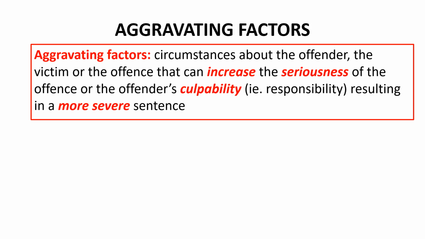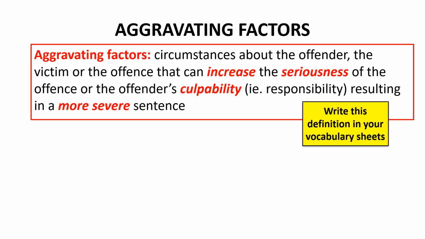The first sentencing factor is aggravating factors. Aggravating factors are circumstances about the offender, the victim, or the offence that can increase the seriousness of the offence or the offender's culpability, that is, the offender's responsibility, resulting in a more severe sentence.